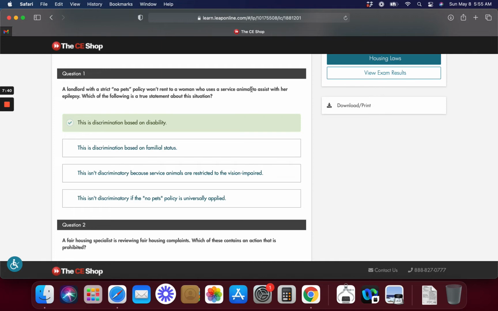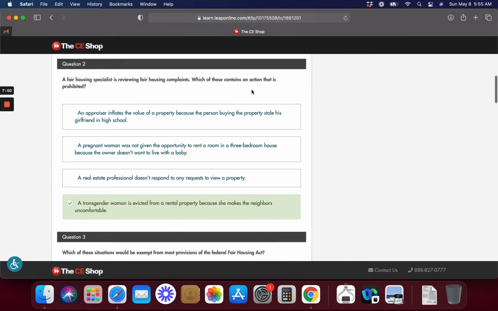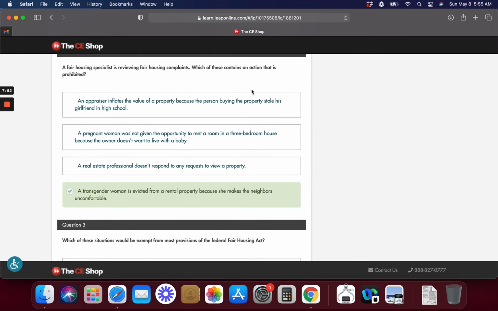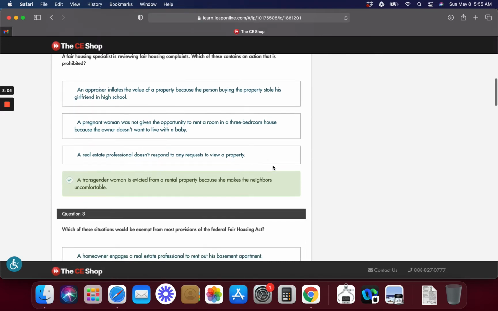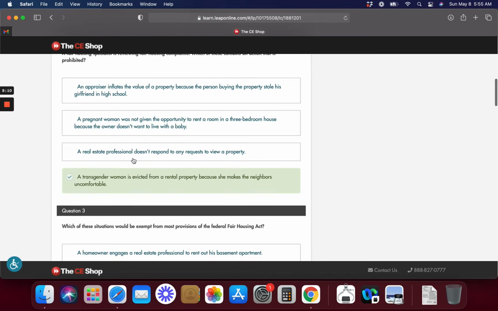A landlord with a strict no pets policy won't rent to a woman with a service animal is discrimination based on disability. A fair housing specialist is reviewing complaints. And remember, I wasn't sure about this one, but a transgender woman is evicted from rental property. I think all of these are kind of a little sketchy, except for maybe this one. This one here is just going to be out of a job. If you don't respond to any request to view a property, I don't know why you want to do real estate, because that's a main part of your job.